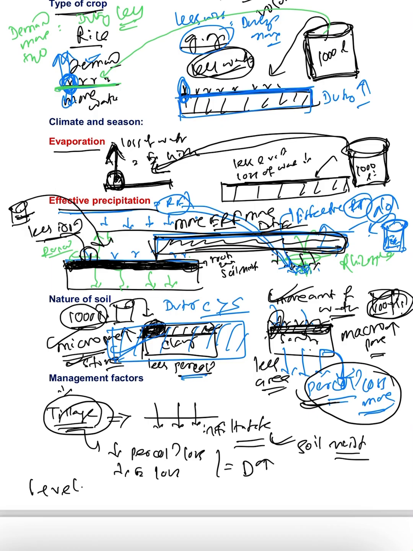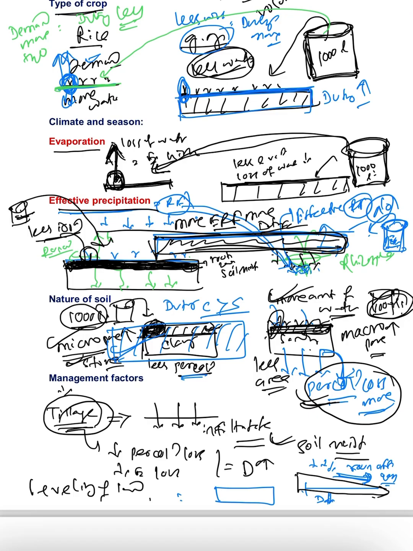Another is leveling of land. Suppose my land is not leveled. Whatever the rainfall is, the runoff loss will be more in this case. As you know, if there is any loss of irrigation water, then the duty will decrease. So here the duty will be less if it is not leveled. If it is leveled, then the duty will be more.